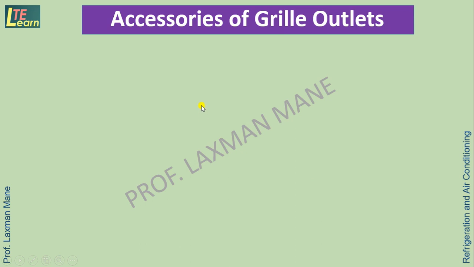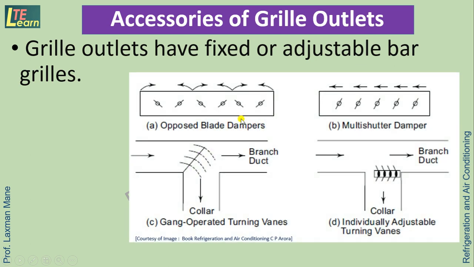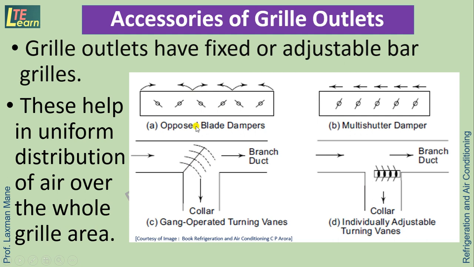Accessories of grille outlets. Grille outlets have fixed or adjustable bar grilles. These help in uniform distribution of air over the whole grille area. Here are 4 orientations of grille outlets shown.